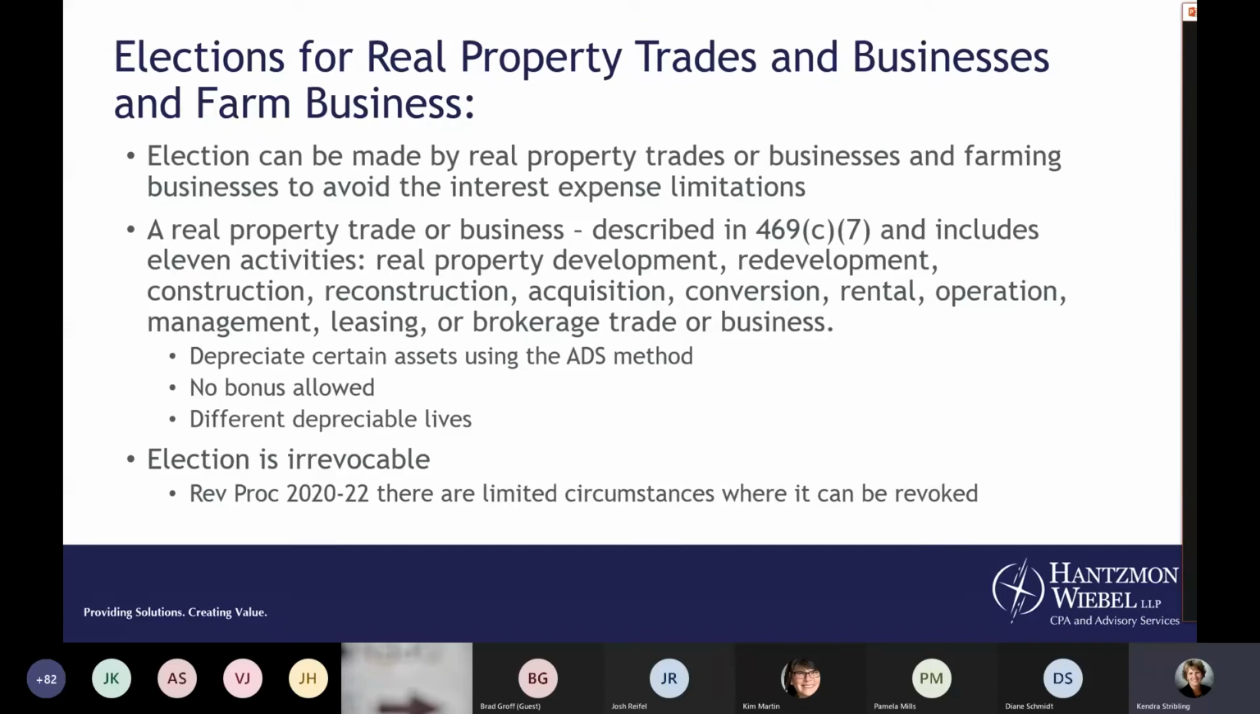So the change in depreciation has to be made to all assets already in service. This change is not treated as a change in accounting method, but rather a change in use, and it does not require a Form 3115 to be filed. The election is irrevocable. However, under Revenue Procedure 2020-22, there are certain limited circumstances where it could be revoked.